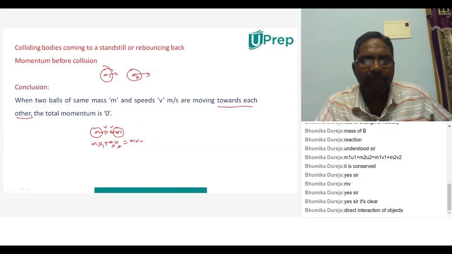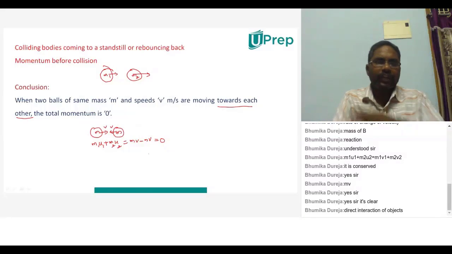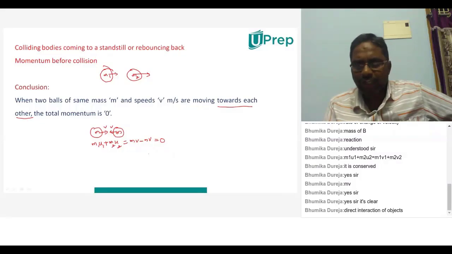Why minus? I will tell you now. So the mass of the second object is also m, and the velocity of the second object is also v, but it is moving in a negative, opposite direction. That's why I'm taking it as minus v. So now if I add both, how much will you get? You'll get 0. Will you get 0 or not here?